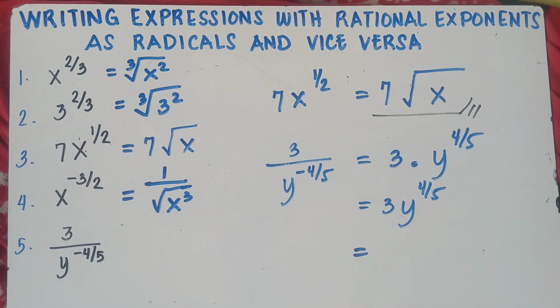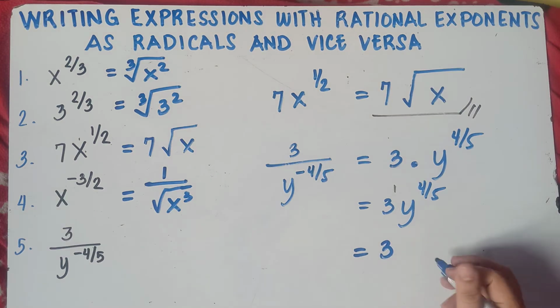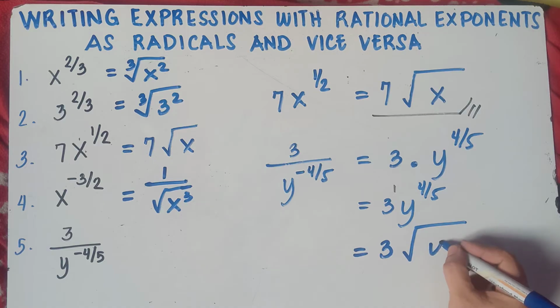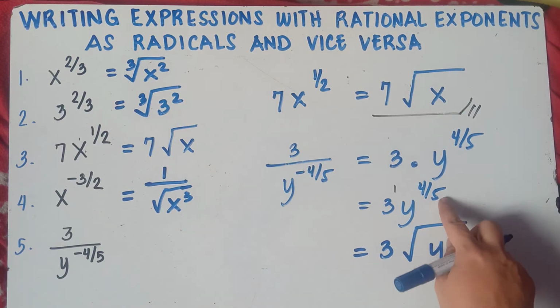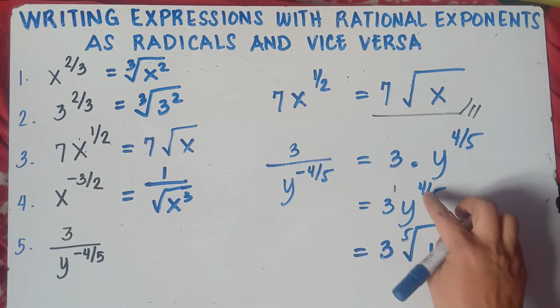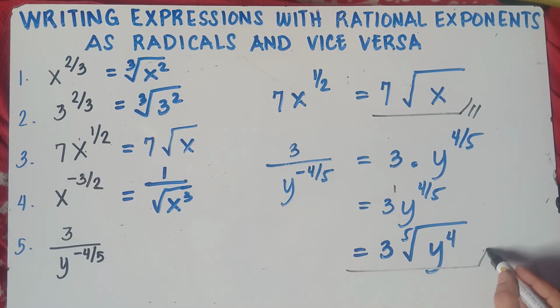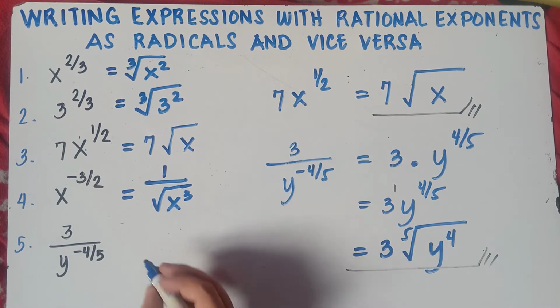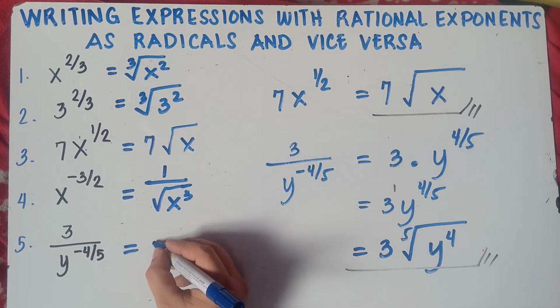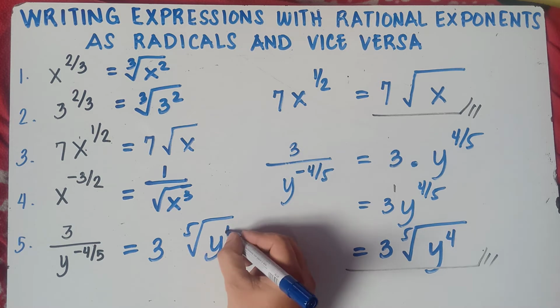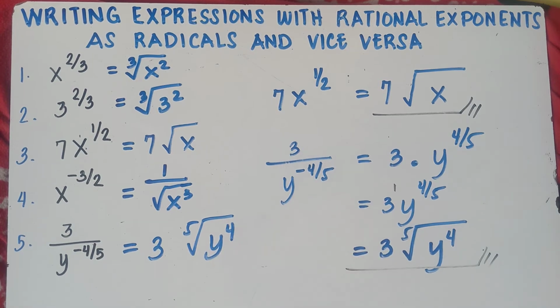So since the exponent of 3 is 1, simply copy 3. And for y, we can convert this one into radical form. Copy y, put it inside the radical. This 5 will be the index, and this 4 will be the exponent of y. That's it, class. Easy, right? So our answer, that would be 3 times the fifth root of y raised to the power of 4. That's the answer for number 5.